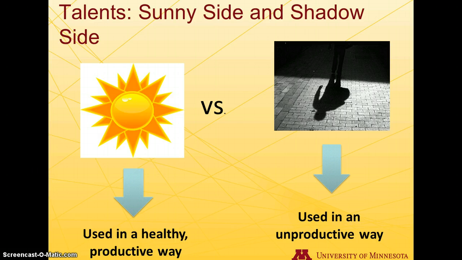The opposite is also true. Our talents can also have an unproductive or shadow side. To demonstrate this, think of one of your talents. Can you think of a time that you used it in a not so productive way? It might have been a time when you overused it, or when someone approaching the situation from a completely different viewpoint really misunderstood your approach or perspective.